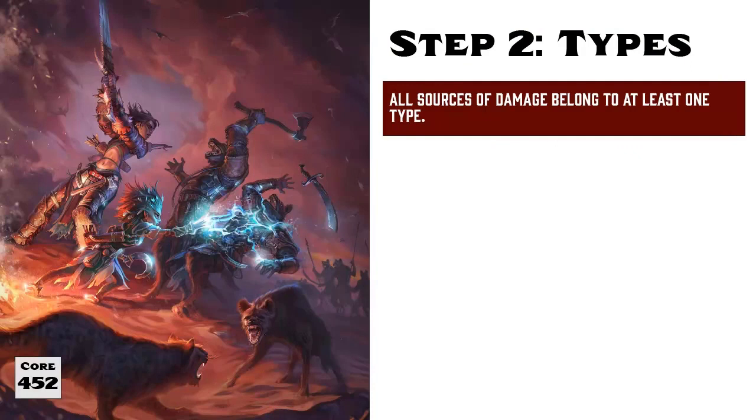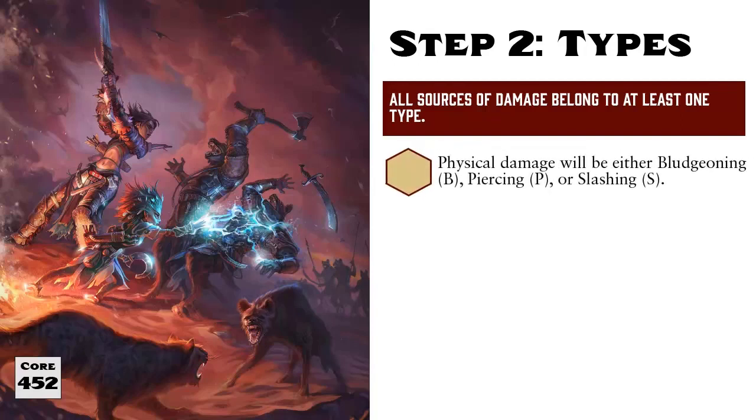Damage in Pathfinder is not generic, and each source of damage should list its damage type. There are many different damage types, and we'll be covering the more common and straightforward of those in this video, and the remaining damage types will be discussed in part 2. First, there are 3 kinds of physical damage, which are bludgeoning, like being hit with a club or hammer, piercing, like being shot with an arrow or stabbed by a spear, and slashing, like being cut by an axe.